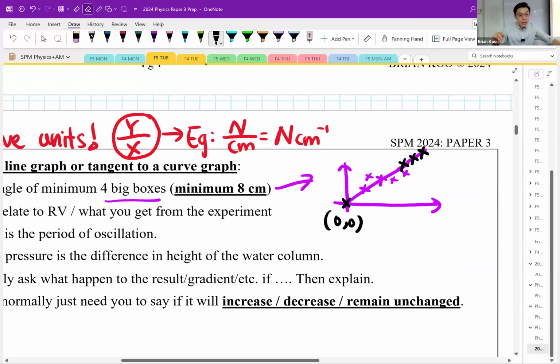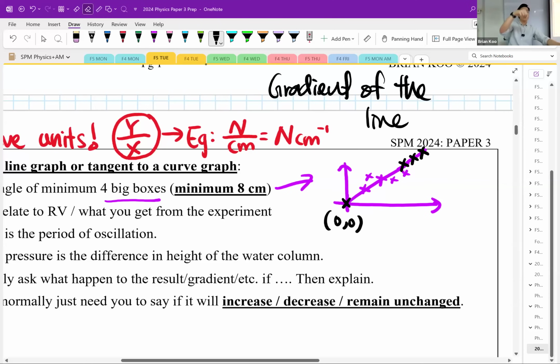Can you use all these floating points? Don't. Guys, you're finding gradient of what? Gradient of the line. So you don't go and find the gradient of that point. That point is not even on the line. So you can create your own point. Or if it's a nice point, you can use the one from your result. No problem. Just make sure to draw the triangle.